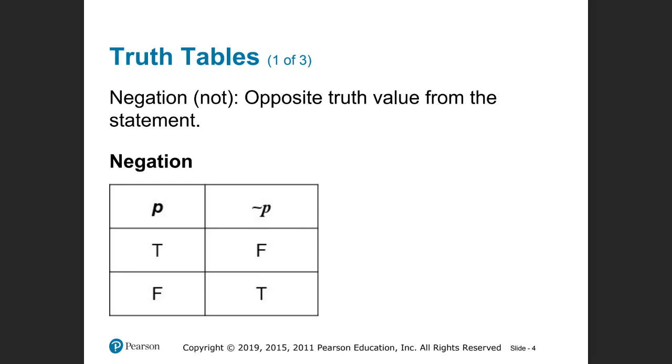Remember that negation, or not, is the opposite truth value from a statement. So if P is true, not P is false. If P is false, not P is true, as shown in this. This is a truth table.